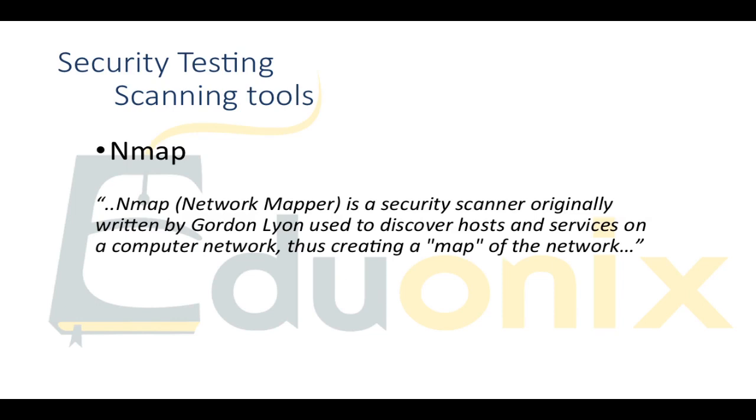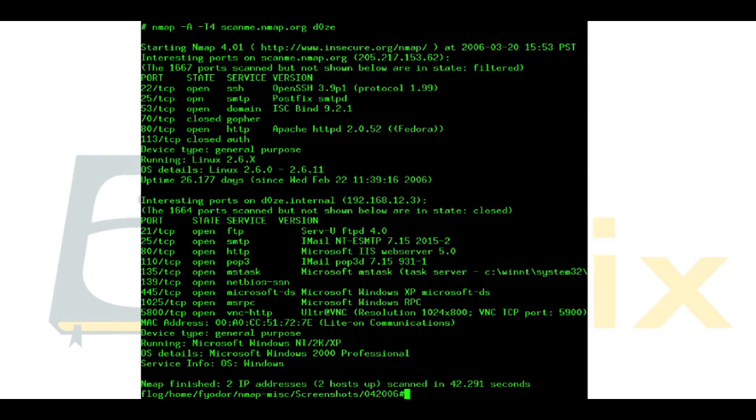Nmap is a scanning tool. Nmap is a security scanner, originally written by Gordon Lyon, and is used to discover hosts and services on a network, thus creating a network map. Nmap you can run on almost anything now. There's a version out for almost every OS. This is a little sample here, quite an old sample, of somebody performing an Nmap scan against nmap.org.